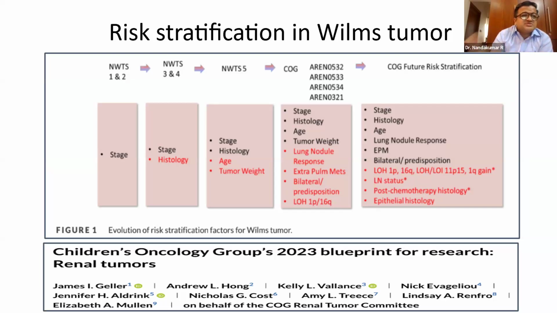So earlier, it was more surgical staging. So the treatment was based on staging. Subsequently, we incorporated histology, age, weight of the tumor. And now in the era of genetics, we have different genetic features to guide therapy. For example, in Wilms, it is the LOH 1p 16q, which has been used in the stratification. And in the subsequent studies, we are looking forward to more, like 1q gain, etc.